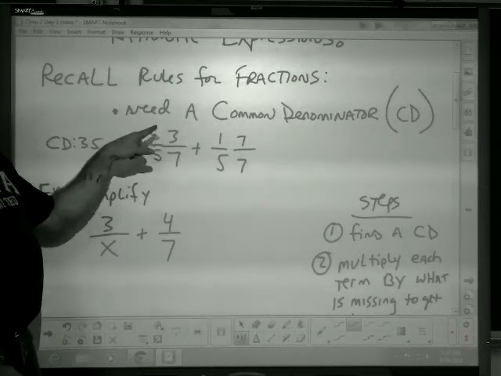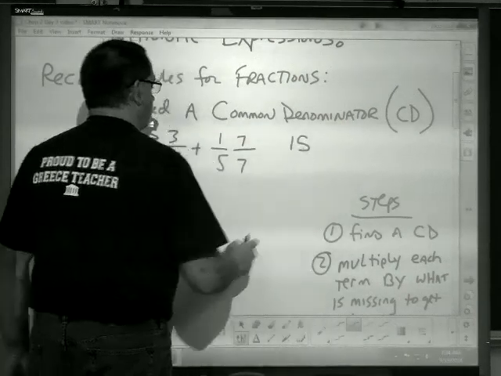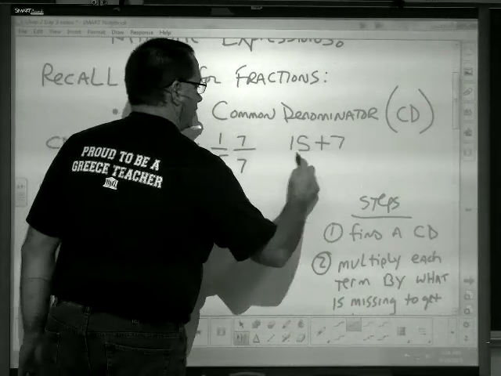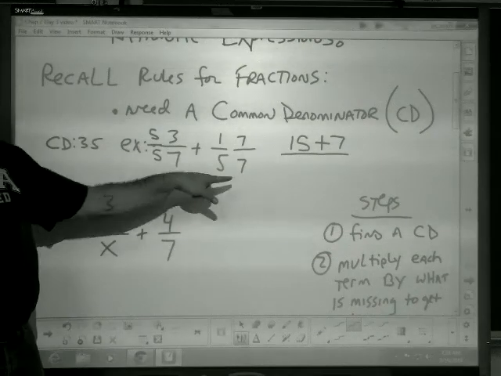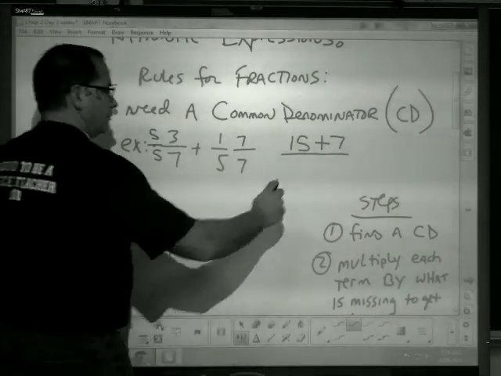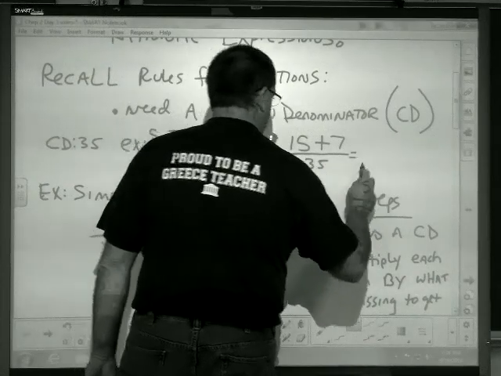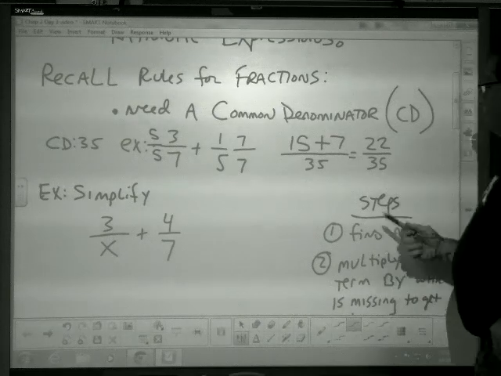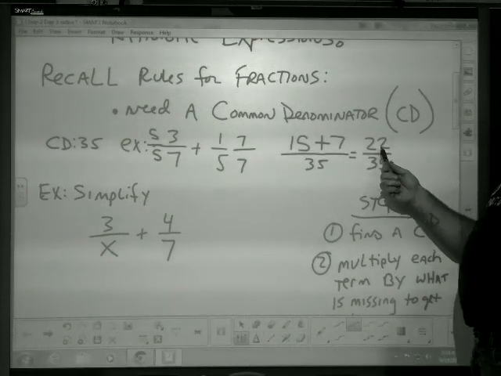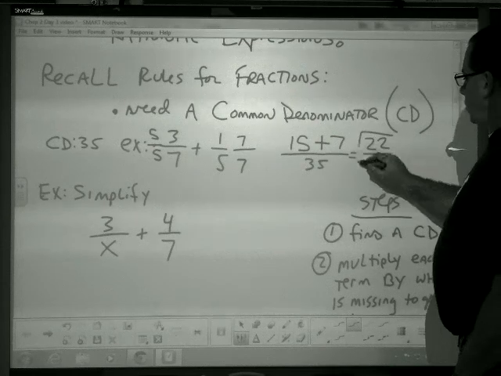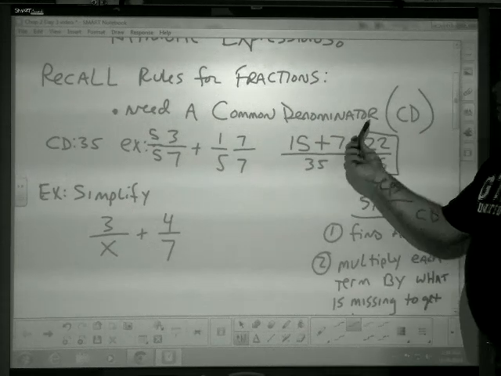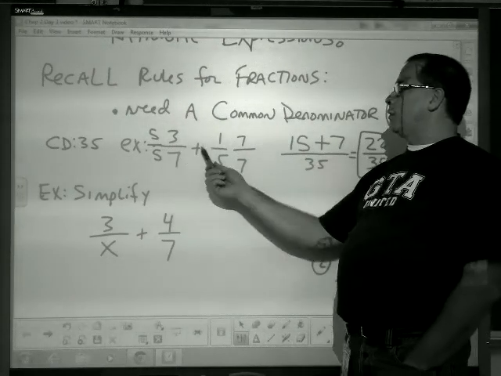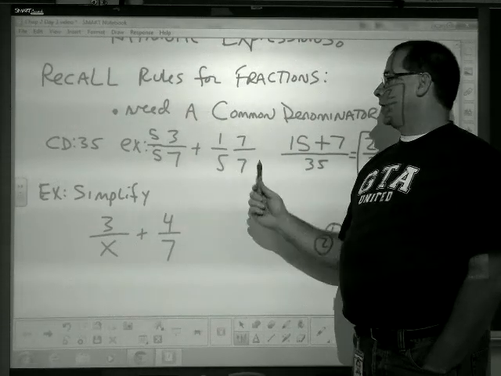Now, 5 times 3 is 15, okay, plus 7 times 1 is 7, all over my common denominator of 35. 15 plus 7 is 22 out of 35, and then I look, can I reduce? Is there anything that can go into 22 and 35? In this case, no, so that would be my answer. So again, you have to have a common denominator in order to combine fractions, whether you're adding or subtracting, okay?